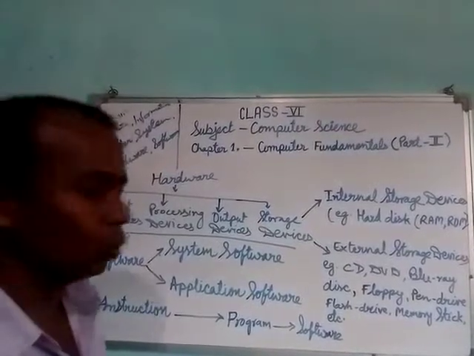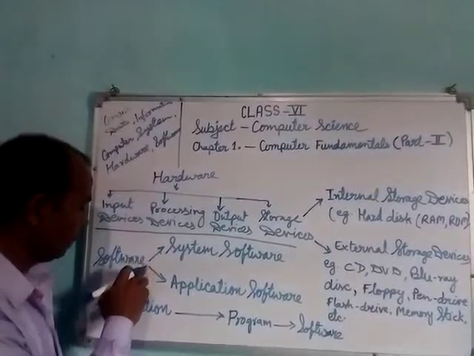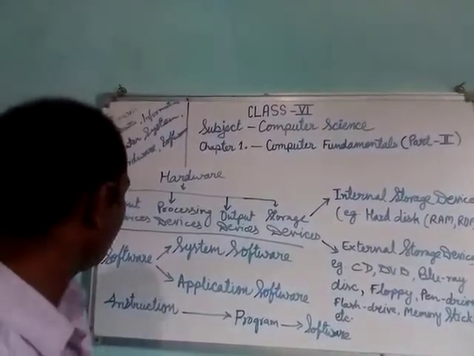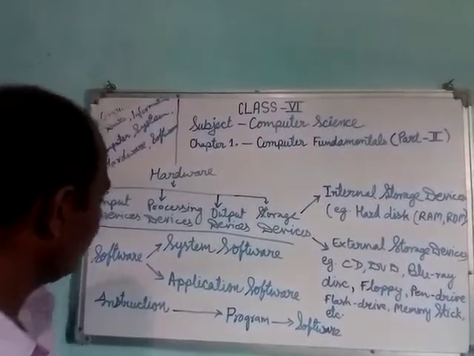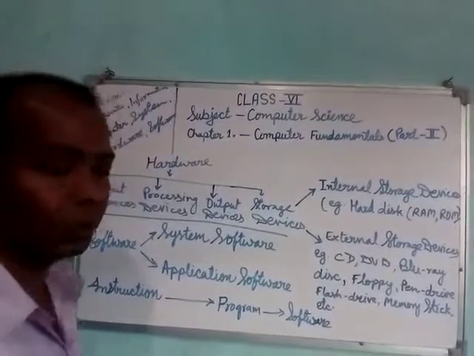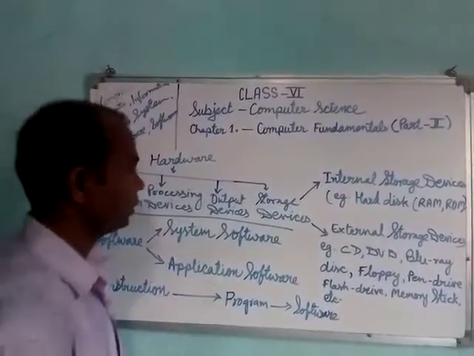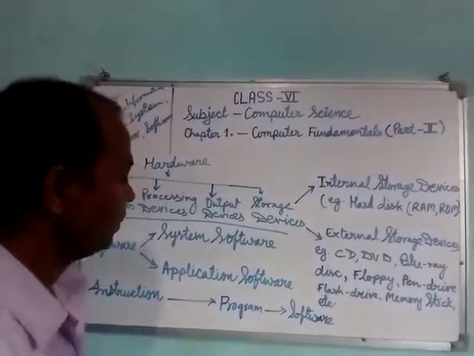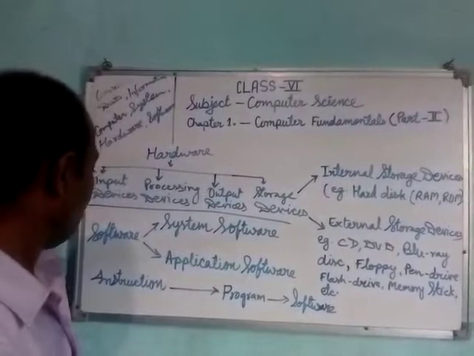Now we have to talk about the software. In the previous class I have also given you an introduction about the software. So without the software, a computer can't work. We must install the software so that the computer does work. Without software this is simply a dumb machine, simply a box. There is no use.